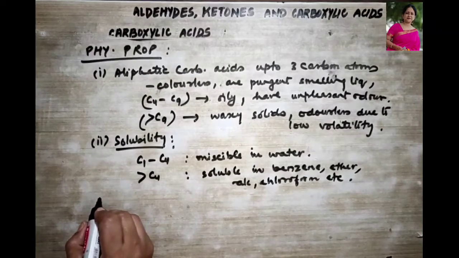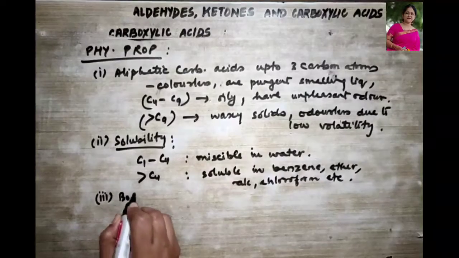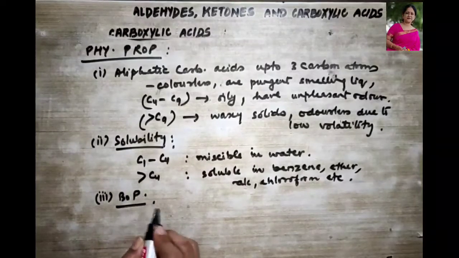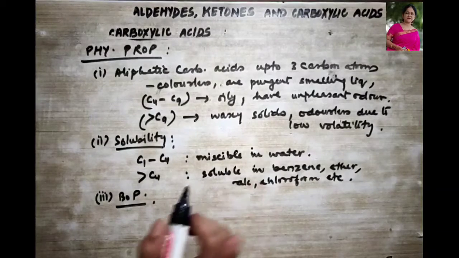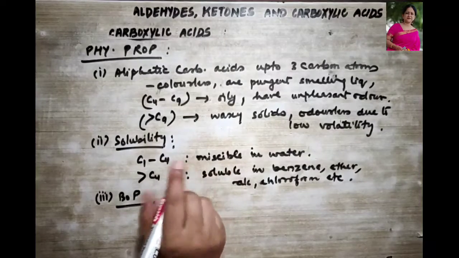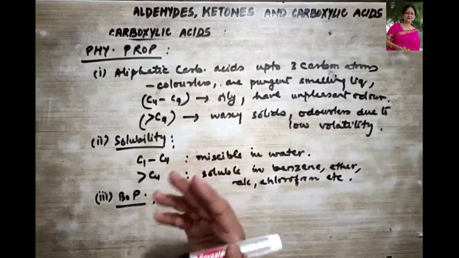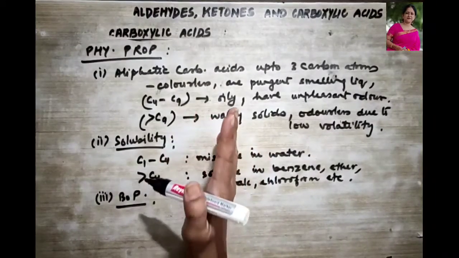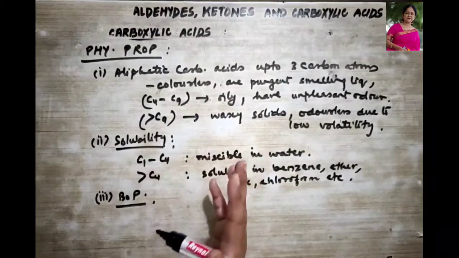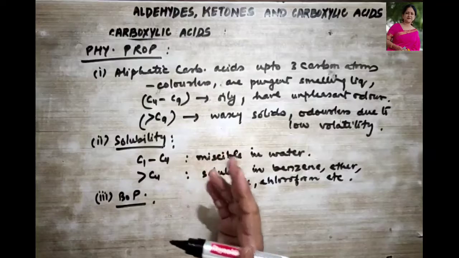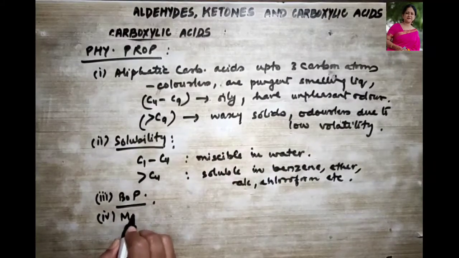Now let's talk about boiling point. As compared to hydrocarbons, aldehydes and ketones, these carboxylic acids have higher boiling points. Why? Because they have a high extent of hydrogen bonding, due to which they exist as associated molecules.